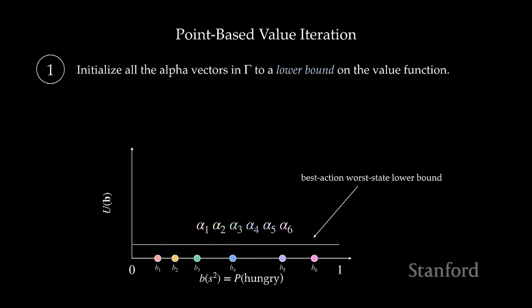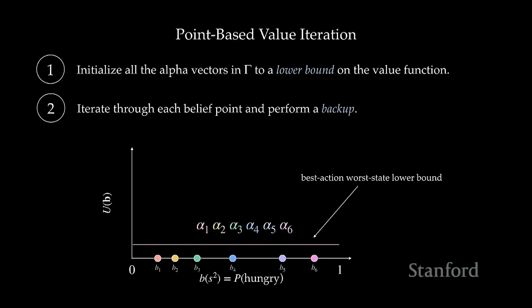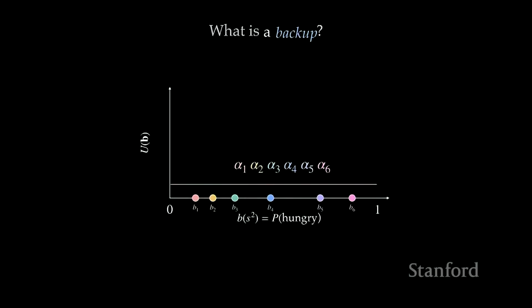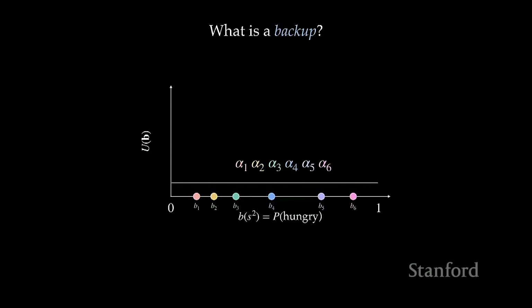But let's just assume that we've picked a set of belief points, and each one corresponds to one of these alpha vectors. Okay, and then what we do is we're going to iterate through each belief point, and we're going to do something called a backup. A backup, like alpha vectors, is another thing that when I first heard of it, it was really hard to get it to click in my mind. So I'm going to try to show you what a backup does in a couple different ways.